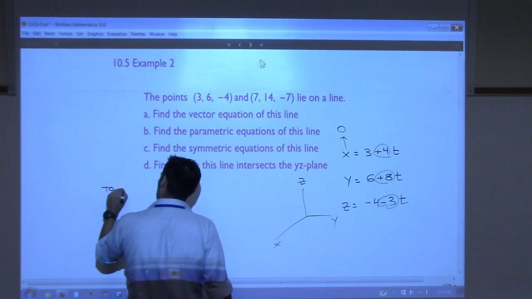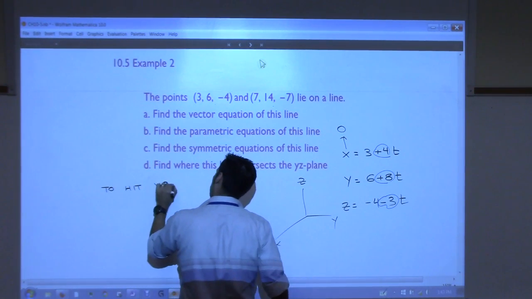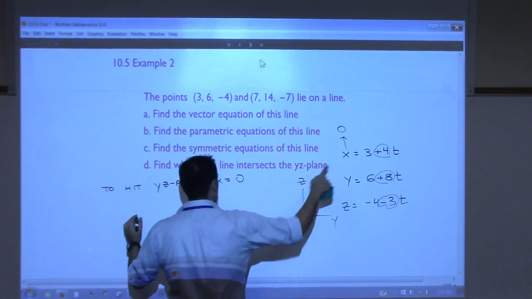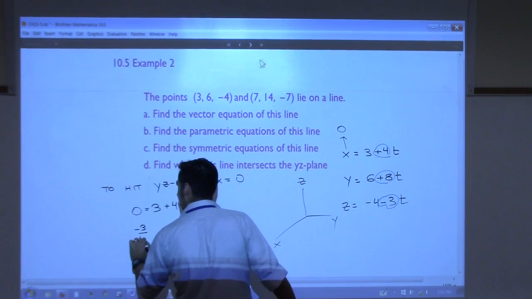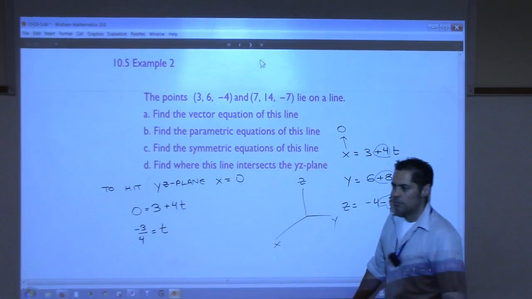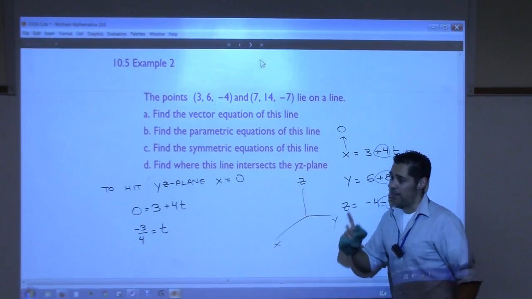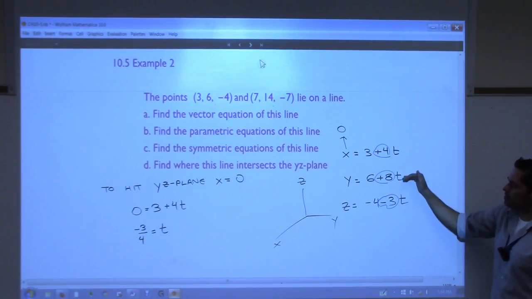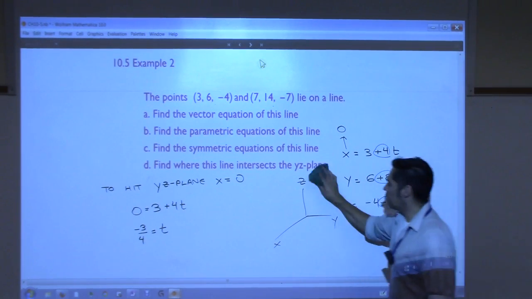So to hit the YZ plane, x must be 0. So I take that equation, 0 must equal 3 plus 4t. Solve that, we get negative 3/4 equals t. Agreed? That does not tell me where I hit it. That just tells me, almost like a clock, when I hit it. So to figure out where it hits, you now have to go back into this and replace all of your t's with negative 3/4.